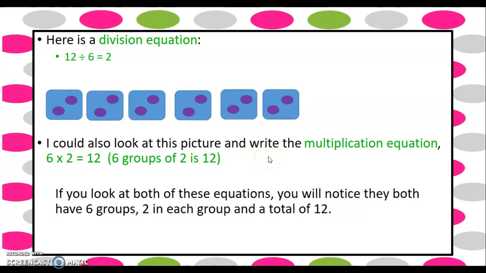I could also look at this picture if I had never seen this, and I could write a multiplication equation. That would be 6 groups of 2, or 6 times 2 equals 12. If you look at both of these equations, you notice they both have 6 groups, 2 in each group, and a total of 12. Remember, when you multiply, you're looking for a total. When you divide, you're starting with a total and sharing it out.